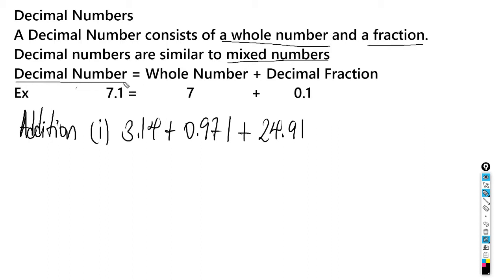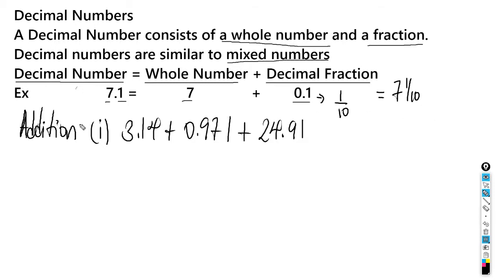A decimal number, which is like a mixed number, is a whole number and a decimal fraction. So you have 7.1. This would be 7 and 0.1, 7 plus 0.1. So 7 is the whole number and 0.1 is a decimal fraction. And we can actually represent 0.1 as 1 over 10. So if we were to write it as a mixed number, it would be 7 and 1 over 10. Cool?